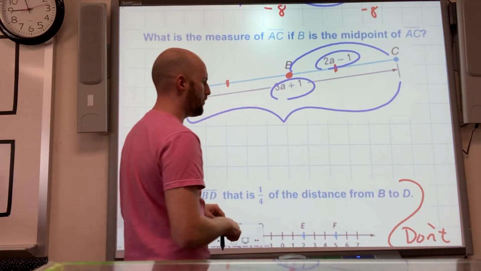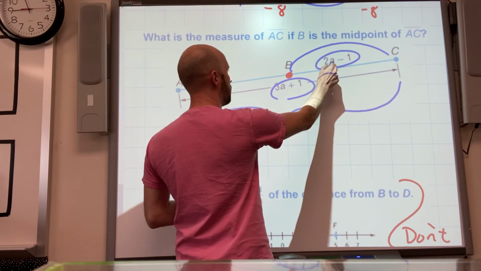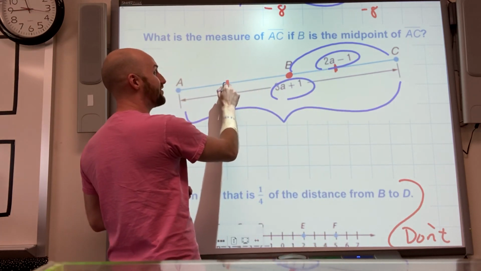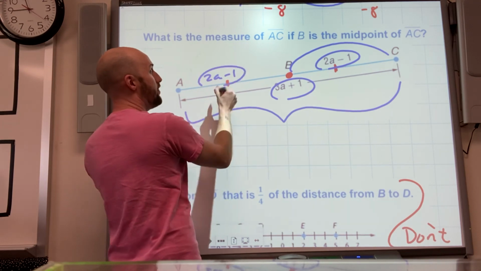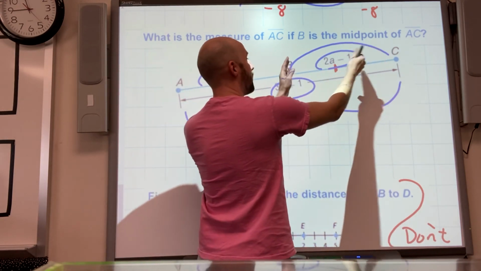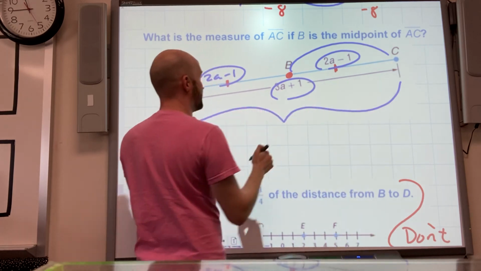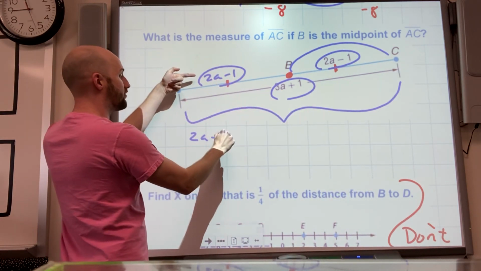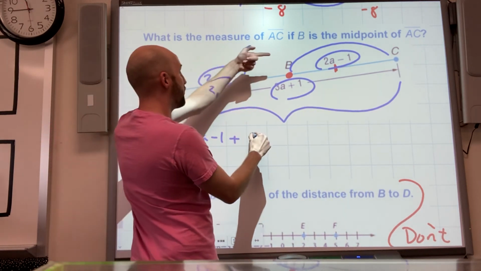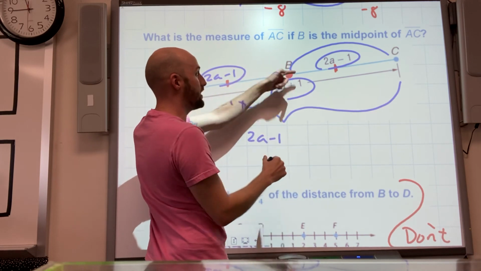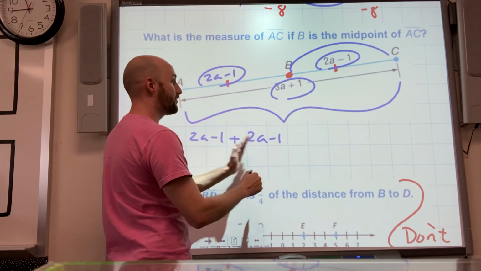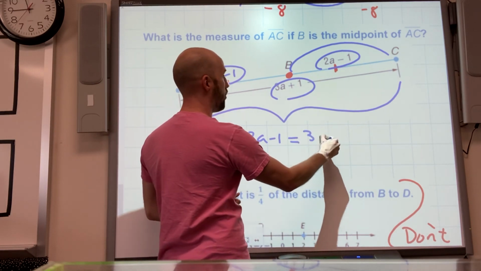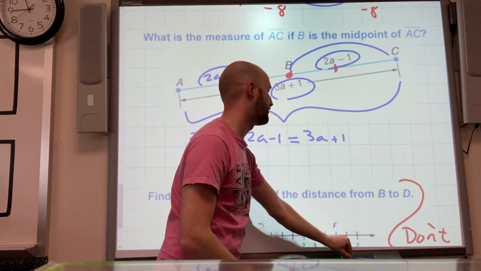We go, well, if this side is a 2a minus 1, and this side is the exact same thing, then I know what both of the parts are that add up to the whole distance. So 2a minus 1 plus another exact perfect copy. And why is it an exact perfect copy? Because this is a midpoint. And if that's the case, then I know that equals the whole thing, 3a plus 1.